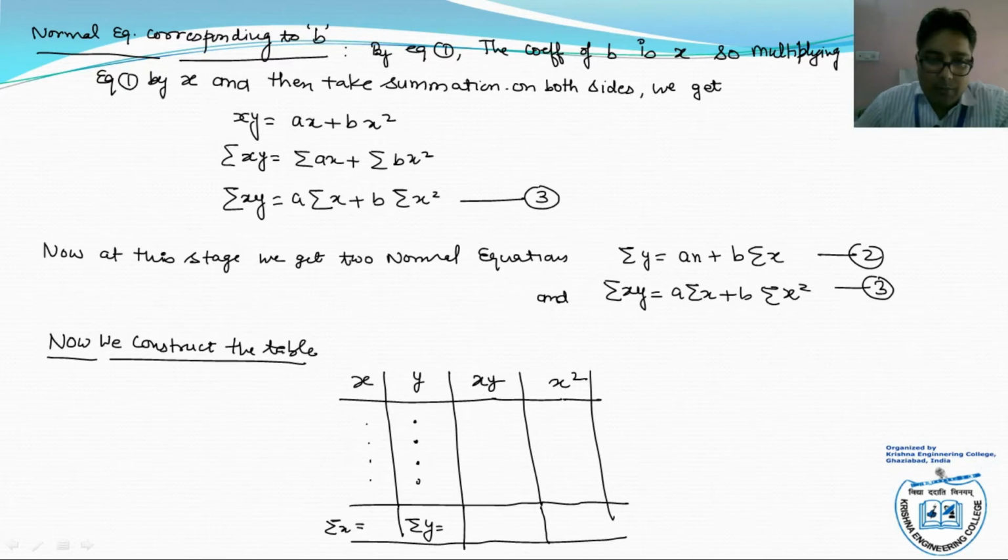For xy, find the product of x and the corresponding elements of y. Then sigma xy is the sum of all the values of x into y. And find the value of x squared and the summation x square. From this table we get the values of sigma x, sigma y, sigma xy, and sigma x square.